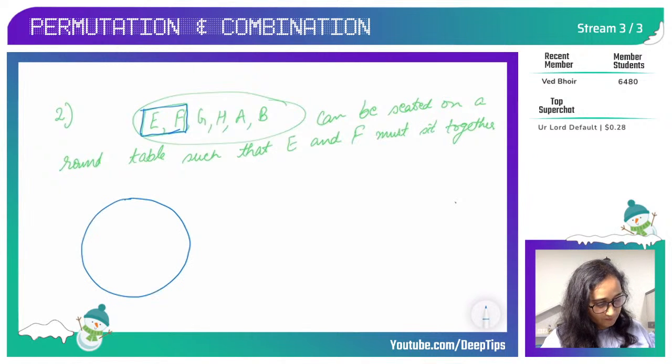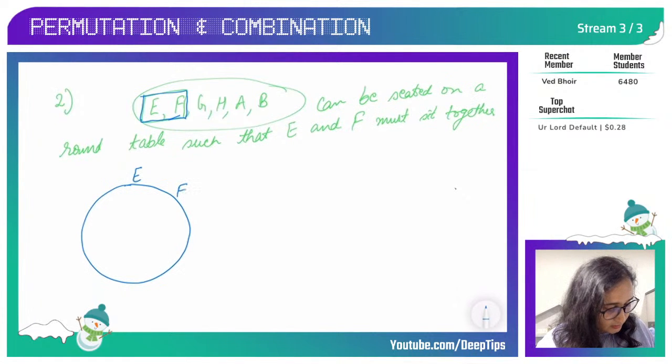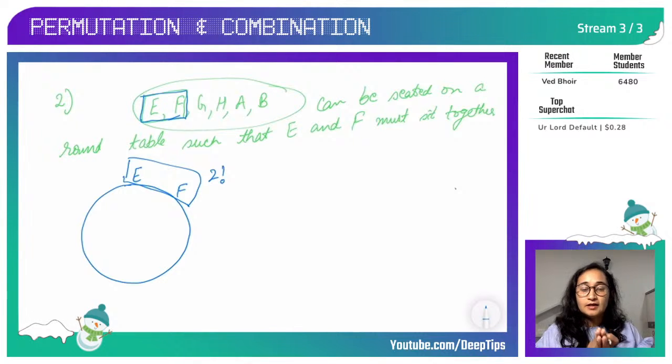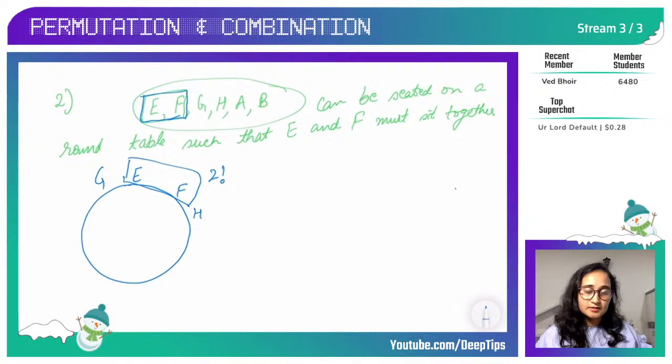So let's draw a circle. So if I fix the places for E and F, let's take them as a single entity, because they are not going to shift anywhere. They can only shift in how many ways? 2 factorial ways, right? They will not go and sit between A and B. They can sit between A and B, but they will not be separated. E and F will always be together. We can have GH here or AB here, that doesn't matter to them, but they should be together.